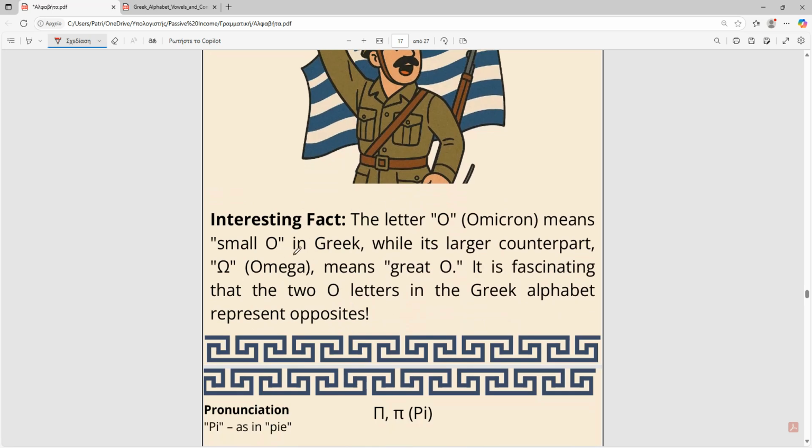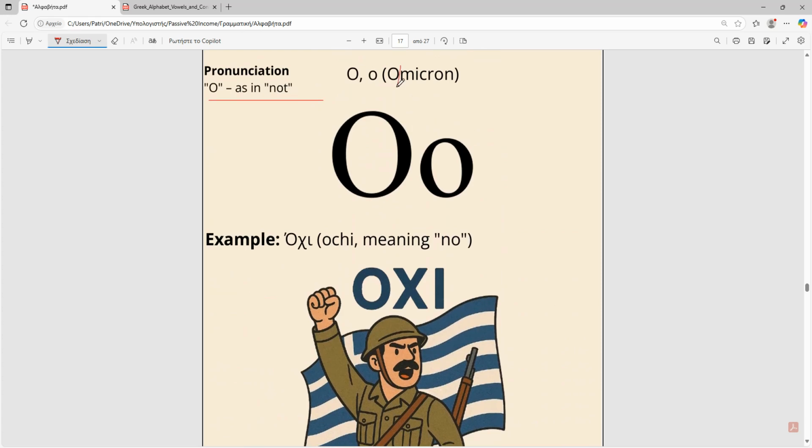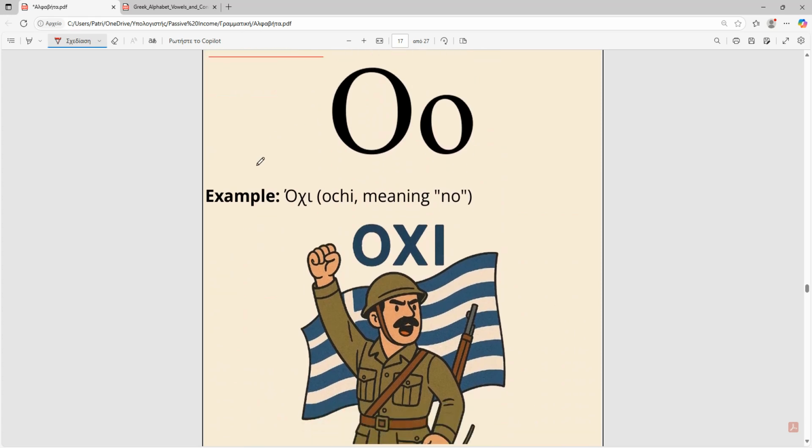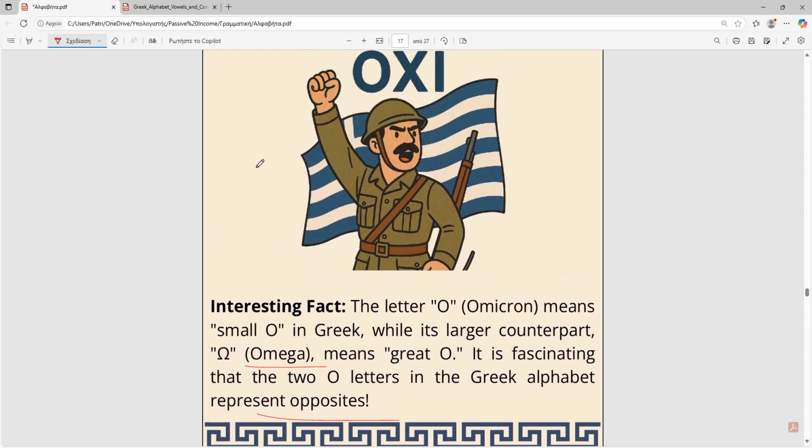It is very important, as an interesting fact, because while its larger counterpart, Omega, means great O. Omega is also the watches, if you are interested in watches. As a Greek, I'm a watch enthusiast. So yeah, Omega are also the watches. It is fascinating that the two letters in the Greek alphabet represent opposites. We have this O that means small, O micron, microeconomia, but we have omega, mega, megalo.